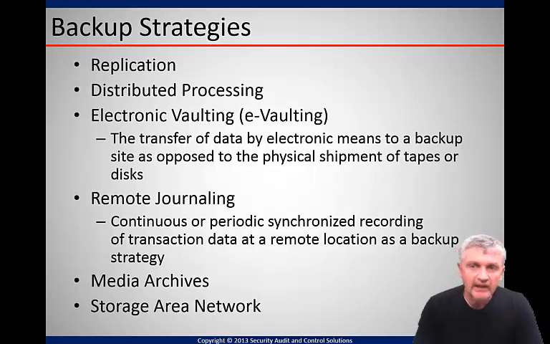Now we can have backup strategies in our environment. We can have replication of our data in real time. We can have distributed processing between different systems. Electronic vaulting, or e-vaulting, is the transfer of data by electronic means to a backup site as opposed to the physical shipment of tapes or disks. We've got remote journaling, which is a continuous or periodic synchronized recording of transactions data to a remote location, such as a backup strategy. So it's not a file, but the actual transaction that is journaled remotely.